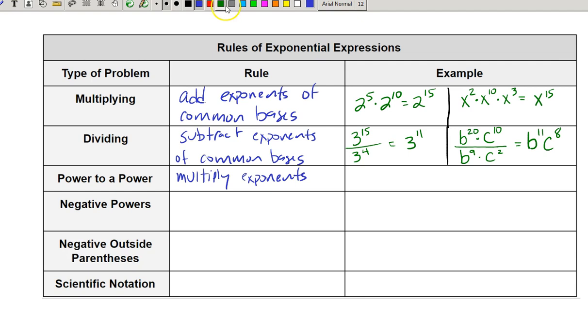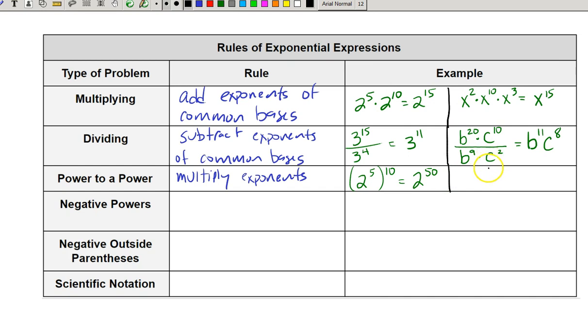So to show that, for a numerical example, we could say 2 to the 5th, but if that was in parentheses, then we could say that's raised to the 10th right there, and that means basically I would have 2 to the 5th times 2 to the 5th times 2 to the 5th, but I would be doing that 10 times. So essentially we're going to be multiplying these exponents if we ever have that situation. So this would be 2 to the 50th.